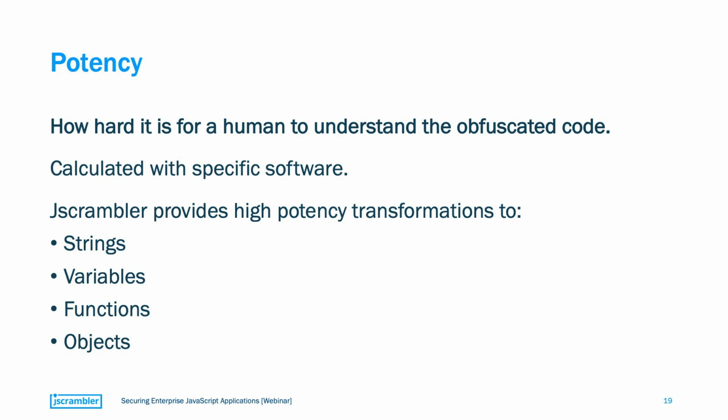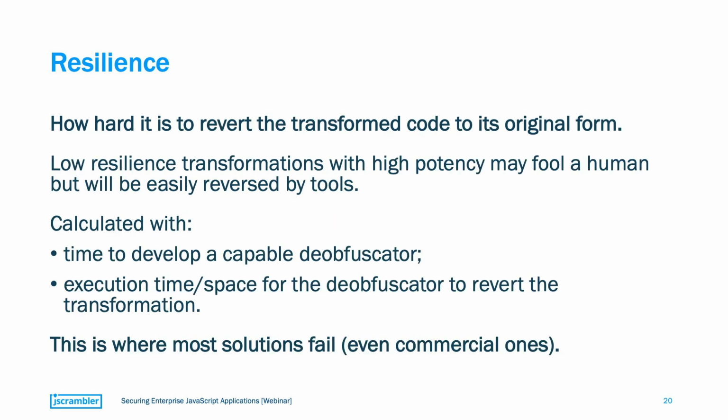This can be calculated using specific software, and the resulting metrics allows us to determine the impact of the transformations in the code. For example, JScrambler's technology can be used to achieve high potency with transformations to strings, variables, functions, and objects through the advanced logic concealing techniques that also obfuscate the program's control flow. Resilience measures the difficulty to revert the transformed code to its original form.